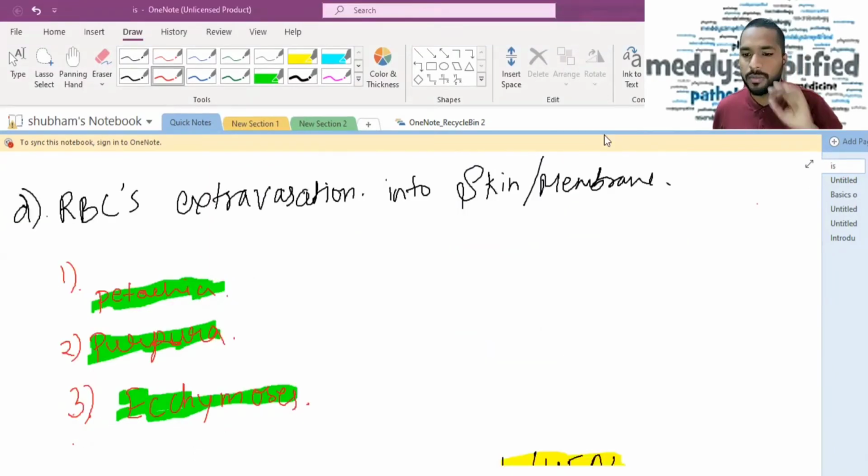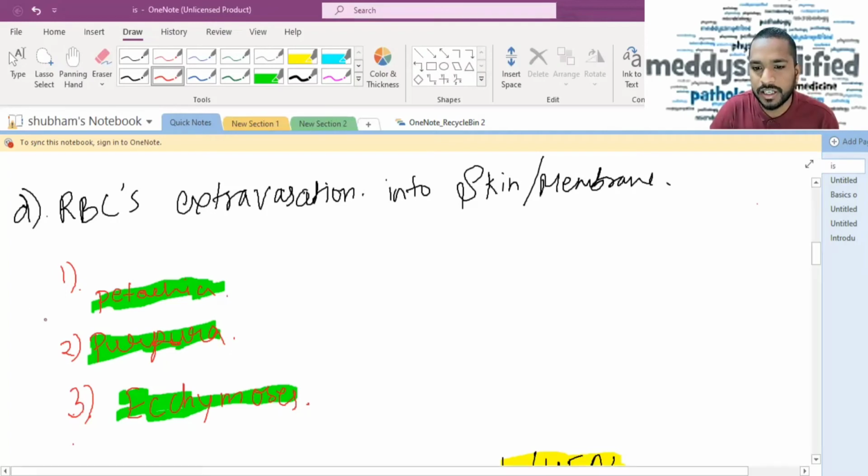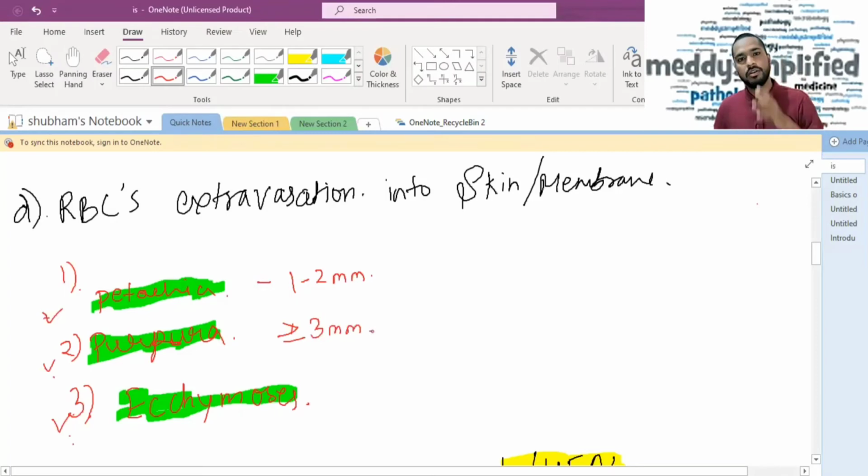So now we will talk about RBC extravasation into skin. If the RBC extravasation occurs into skin or membrane, it is called as petechia, purpura or ecchymosis. So how will you distinguish? Once again by the size, right? If the size of RBC extravasation is 1 to 2 mm, it is called as petechia. If it is more than or equal to 3 mm, it is purpura, right? 1 to 2 mm, petechia; more than or equal to 3 mm, purpura.